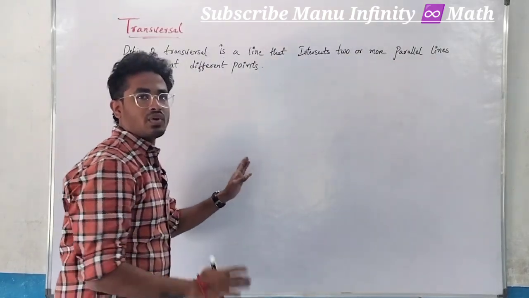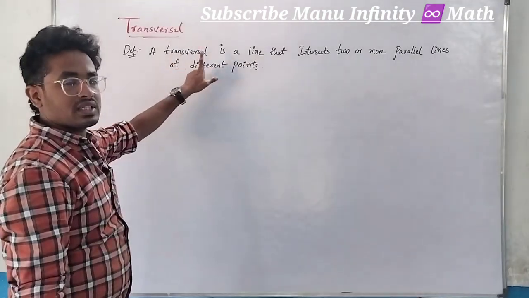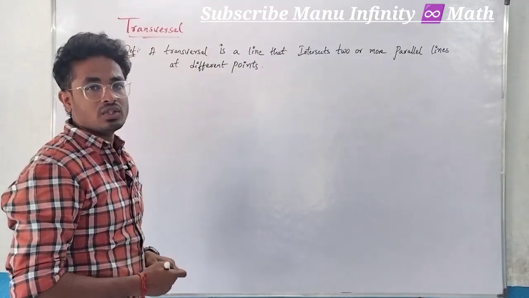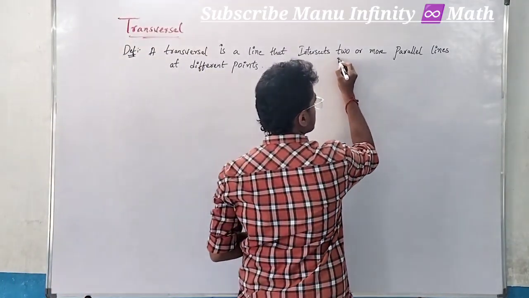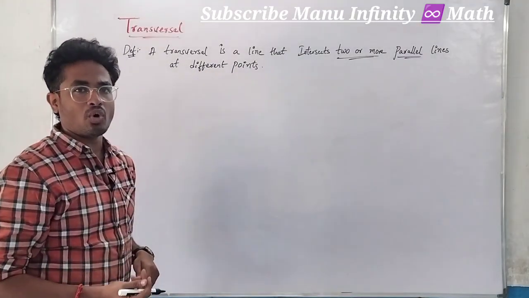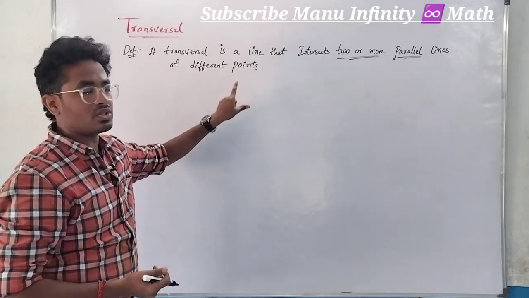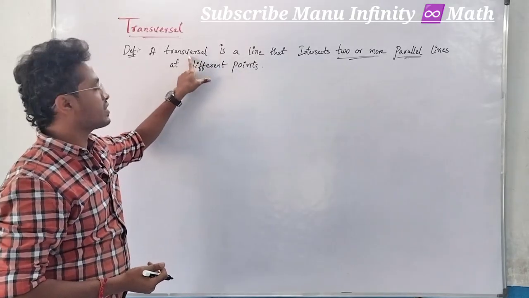First of all, we'll see the definition of transversal. A transversal is a line that intersects two or more parallel lines. The lines should be a minimum of two, and we can take two or more parallel lines at different points. So this is the meaning of transversal.